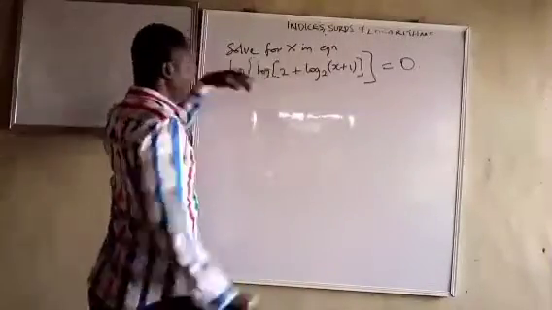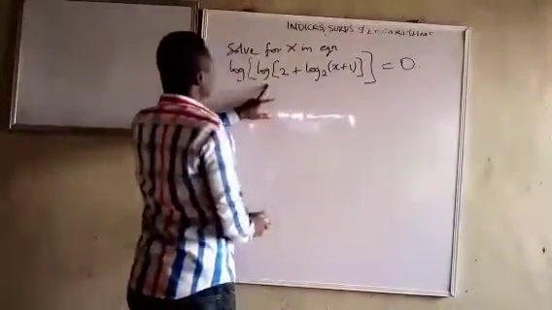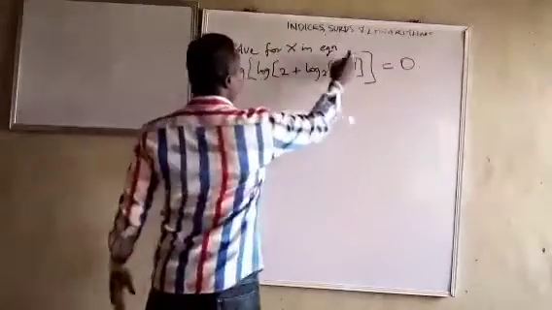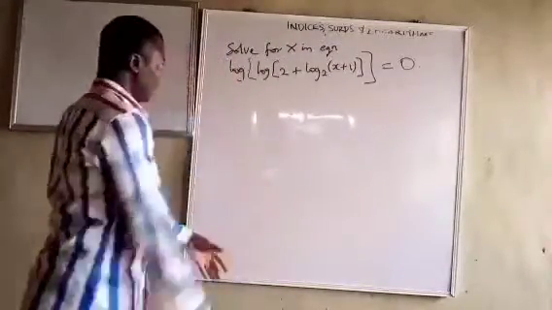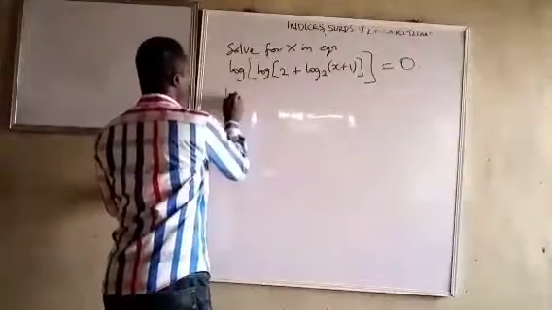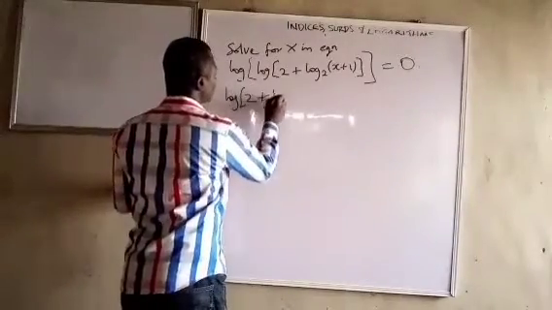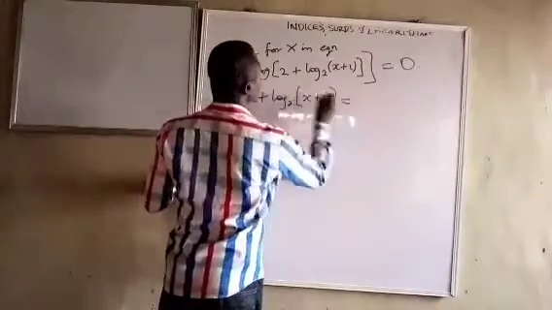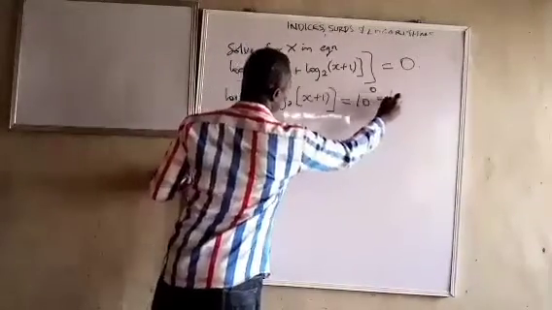Now we have this. Solve for x in the equation log of log 2 plus log 2 x plus 1, everything bracketed, equals 0. So we do it layer by layer. Let us start from the first one. Log 2 plus log 2 x plus 1 is equal to 10 raised to the power 0, which is equal to 1.